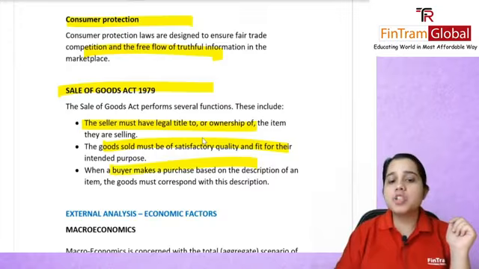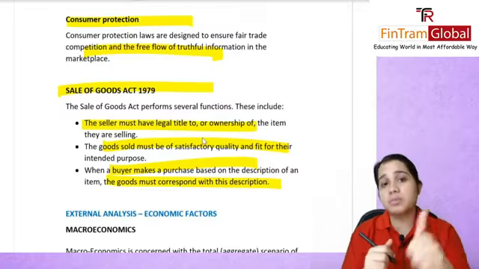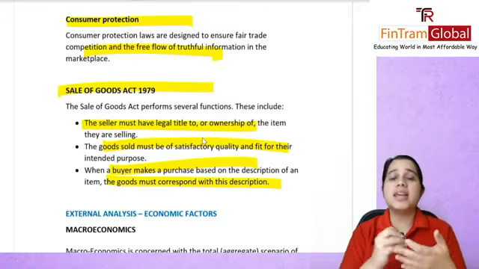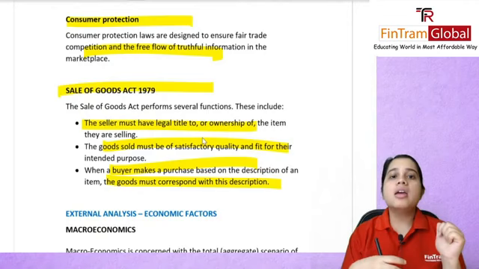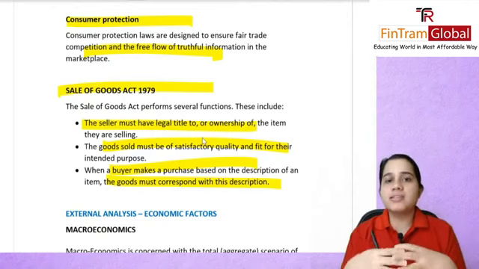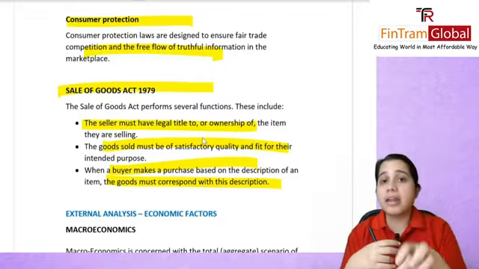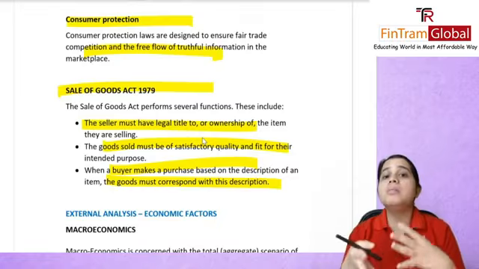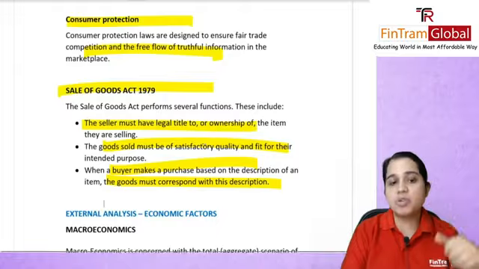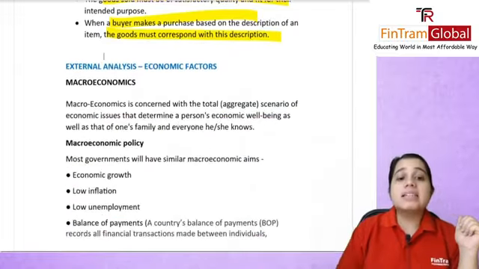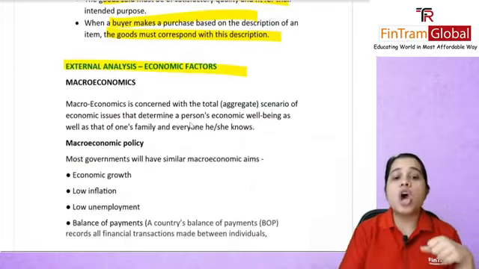When a buyer makes a purchase based on a description, then the goods must correspond to that description. If you say, let's say, about a particular product that 9 grams of sugar is there in it, 2% fats are there, then make sure that that is the correct information, because the person might be buying according to the description. Next, external analysis and economic factors.